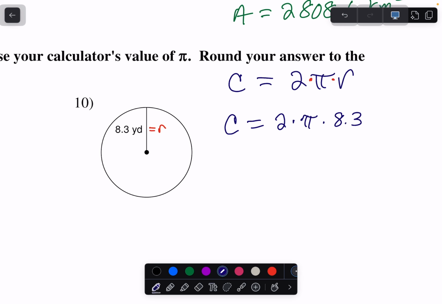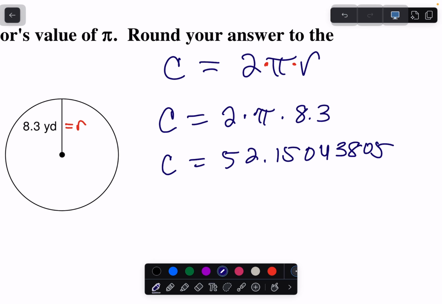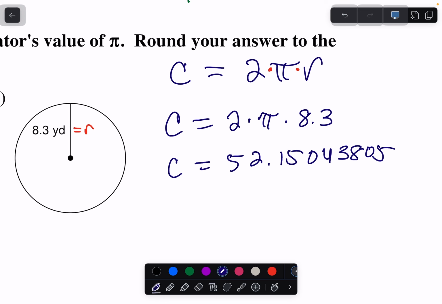I'm going to show you what my calculator reads. The circumference is 52.15043805. And it does still say the same instructions, so follow whatever instructions are on the page. If they don't give you instructions, 1 or 2 decimal places is fine by me.